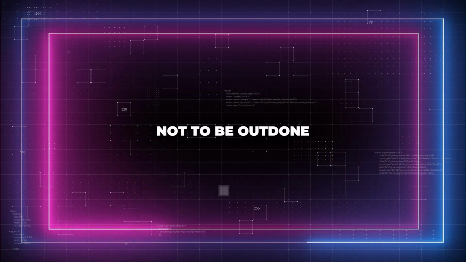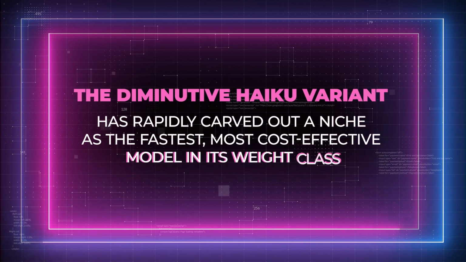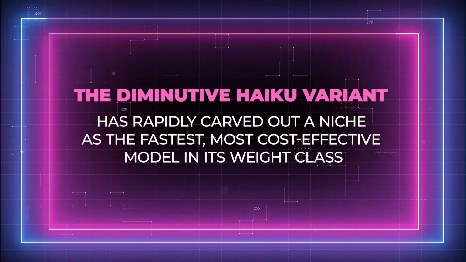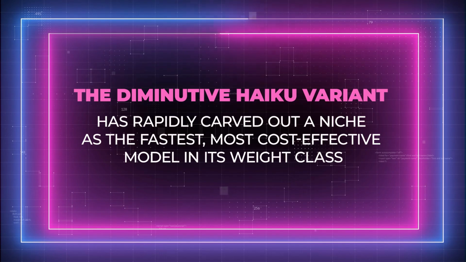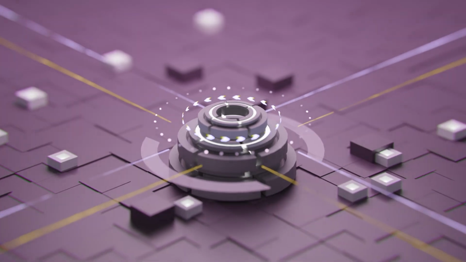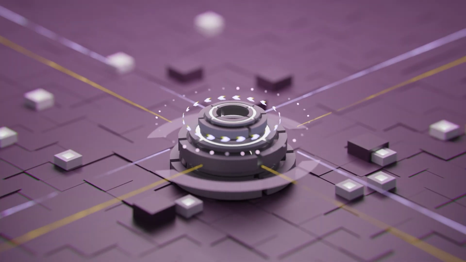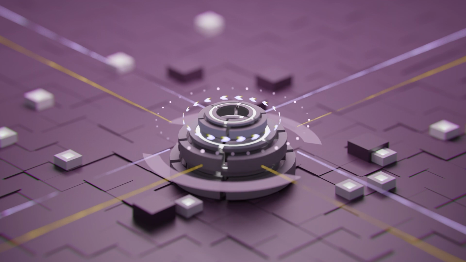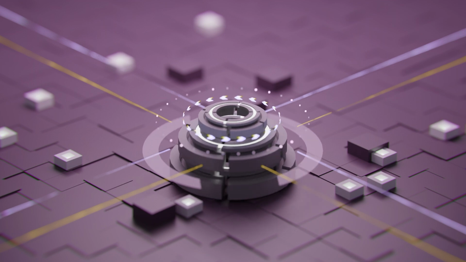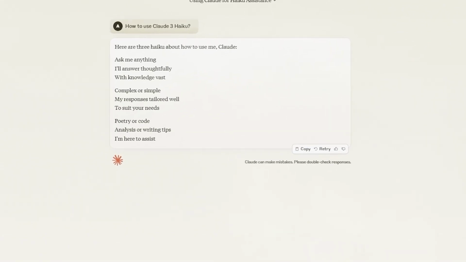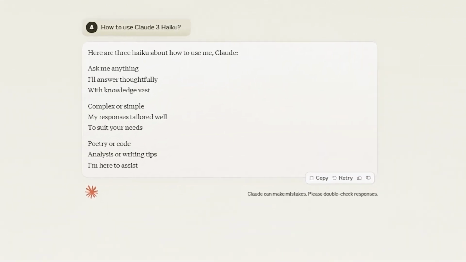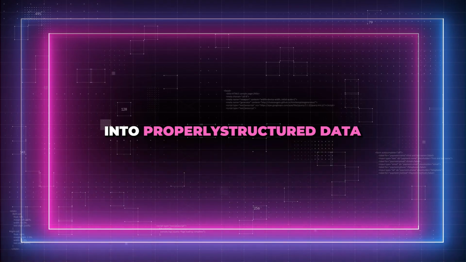Not to be outdone, the diminutive Haiku variant has rapidly carved out a niche as the fastest, most cost-effective model in its weight class. Capable of devouring dense 10,000 token research papers in under 3 seconds, Haiku essentially eliminates latency from the equation. This mainly means that Haiku 3 can turn thousands of physical documents into properly structured data.